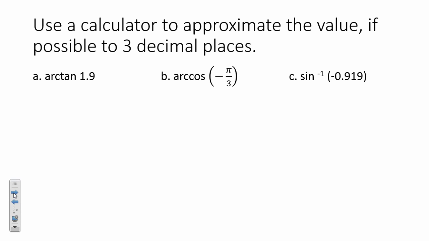Now, we can also ask you to find these values to 3 or 4 decimal places using your calculator. Whenever we see something without a degree symbol, we're going to have to assume radians. So they'll put degrees in there if it's degrees. Otherwise, you assume radians. So we'll break out our calculator.